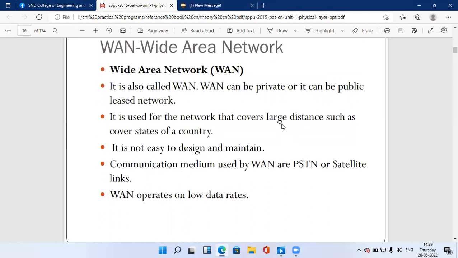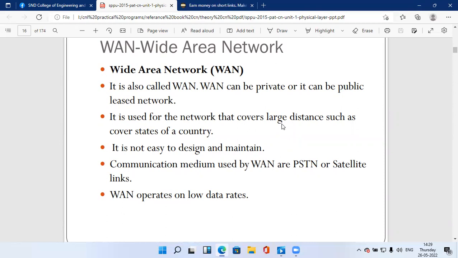So what is wide area network? It is also called WAN. WAN can be a private or a public leased network. The second point is that it is used for networks that cover large distances, such as states or countries. Understood all of you? One by one we have covered the points.